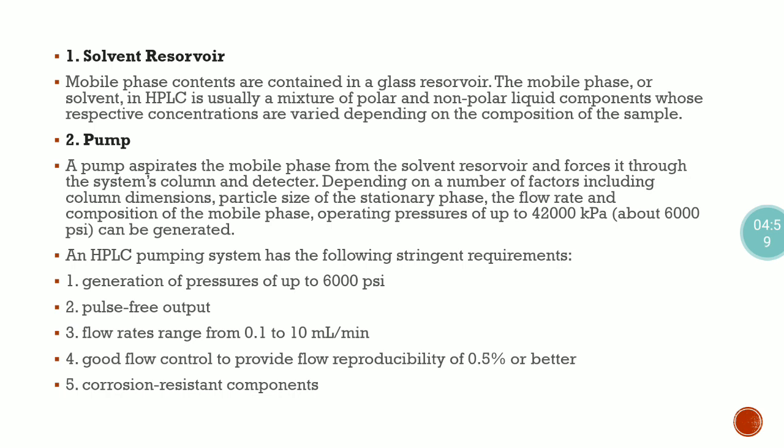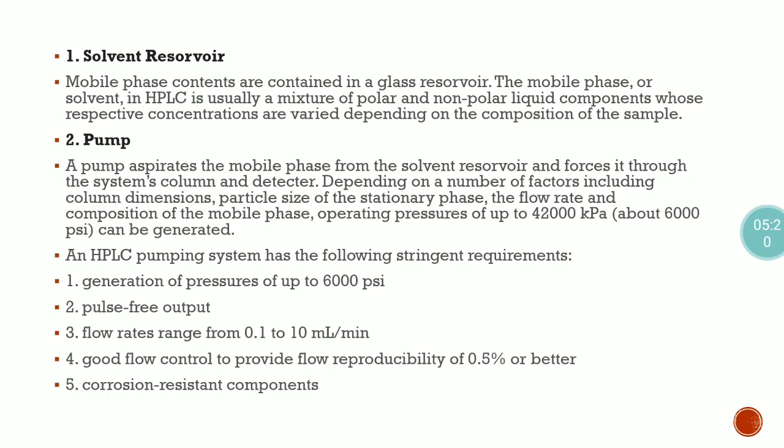The mobile phase is contained in a glass reservoir. The mobile phase or solvent in HPLC is usually a mixture of polar and non-polar liquid components whose respective concentrations are varied depending on the composition of the sample.